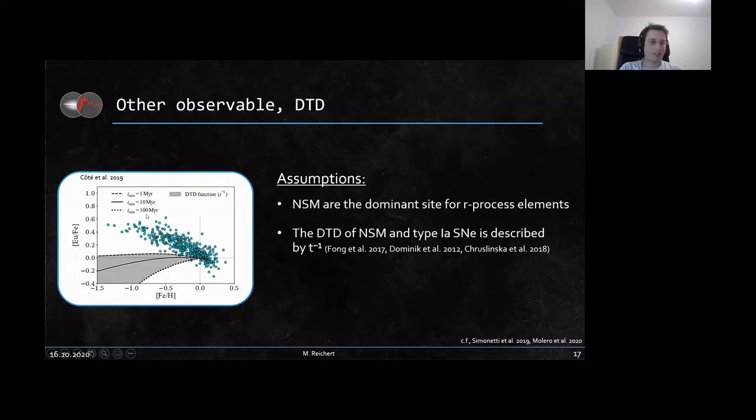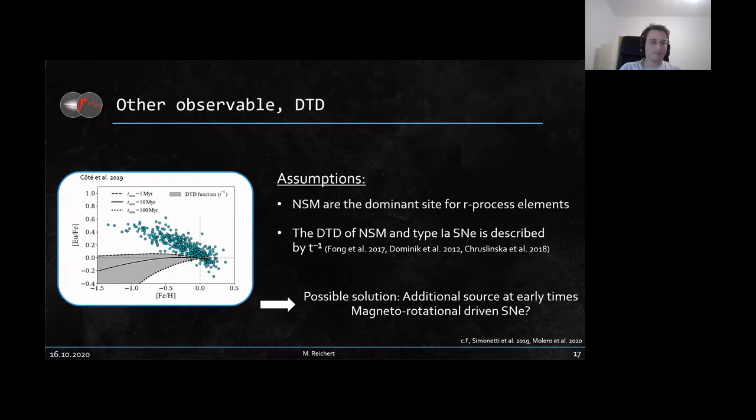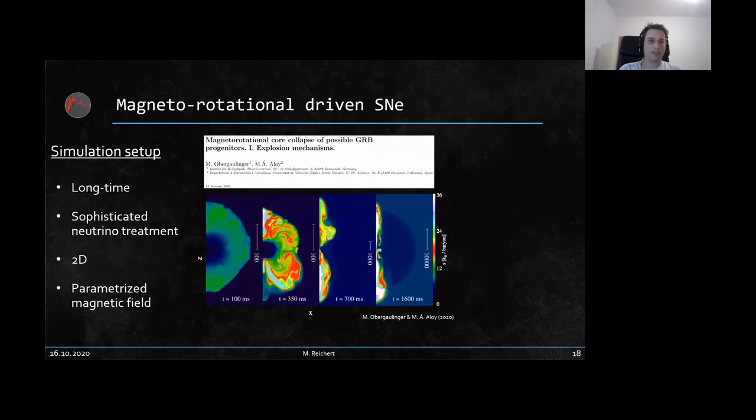A possible solution to this problem would be an additional source of r-process elements at early times that produces a lot of europium, for example. One of these sources could be magneto-rotationally driven supernovae. And therefore, in the second part of my PhD, I dealt exactly with these kinds of events.